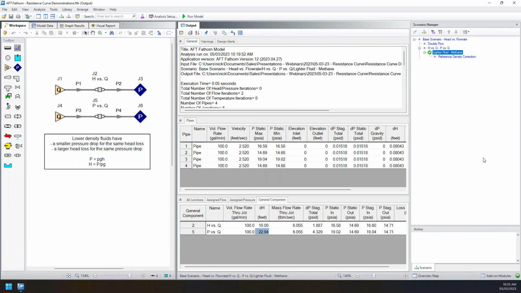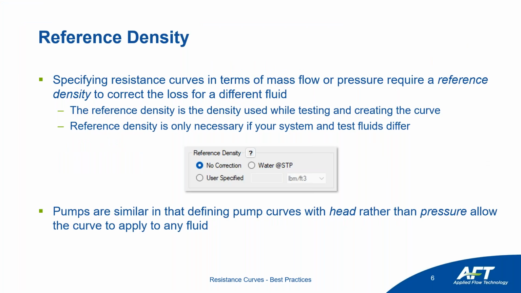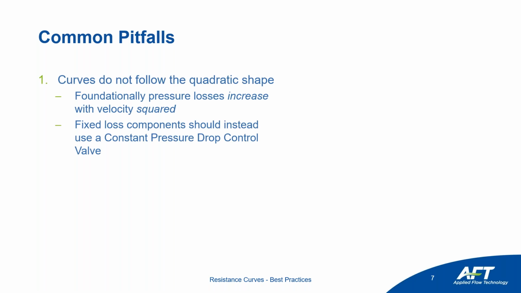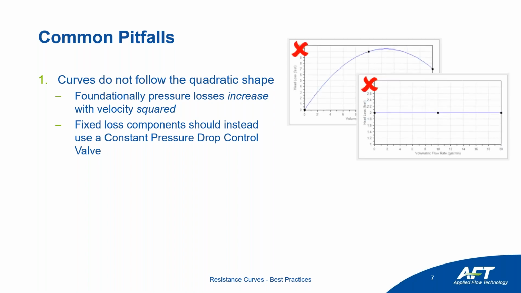But we'll come back to the documentation when we talk a little bit more about pitfalls and then troubleshooting resistance curves as well. So by now, hopefully we're familiar with the shape of the resistance curve. Anything that does not follow that quadratic shape should be a red flag in your mind.